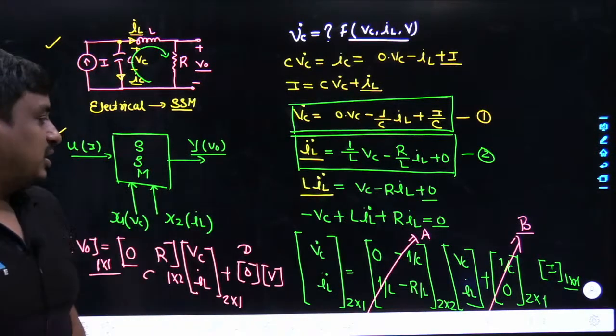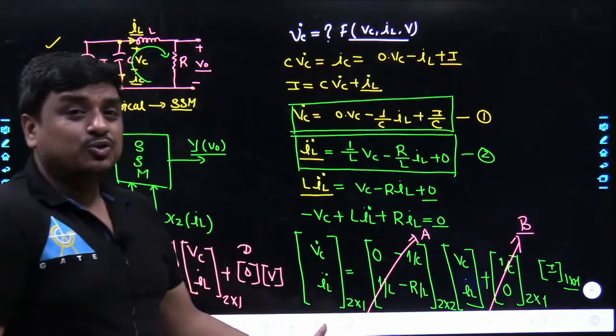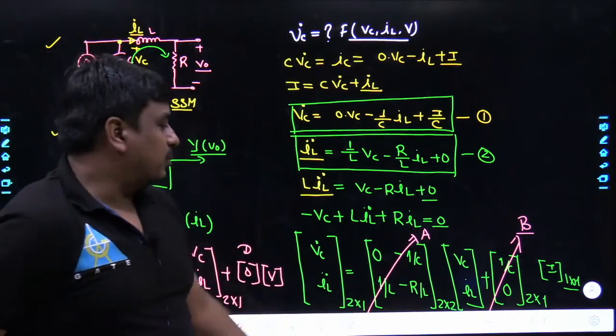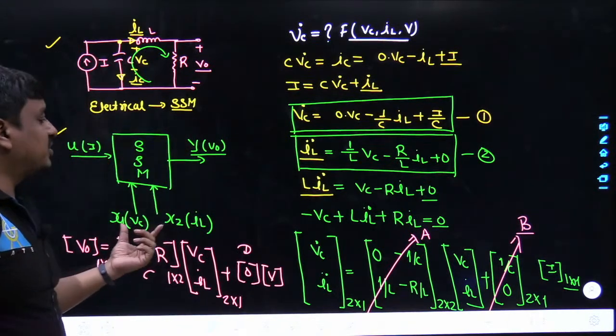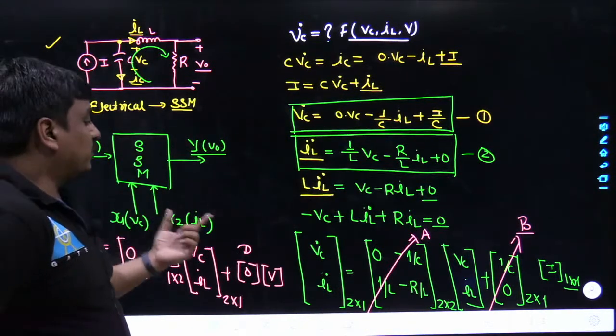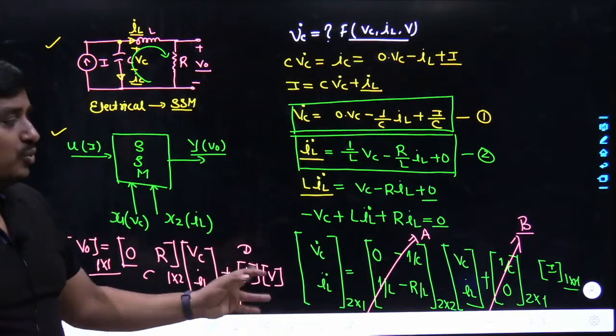Even you can cross check the order of the matrix A. What used to be the order of the matrix A? That's nothing but the number of state variables into the number of state variables. You can see very well how many state variables we had. We had 2 state variables. It used to be a square matrix.